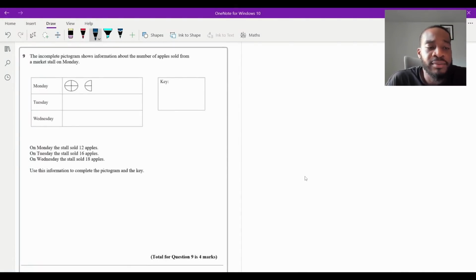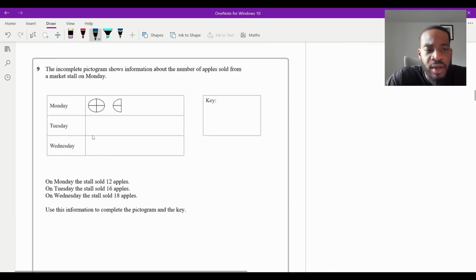Okay, so question 9 says the incomplete pictogram shows information about the number of apples sold from a market stall on Monday. Okay, and we've got it there. On Monday, the stall sold 12 apples. On Tuesday, the stall sold 16 apples. On Wednesday, the stall sold 18 apples. You use this information to complete the pictogram and the key, and it's 4 marks. Okay, so let's get started.